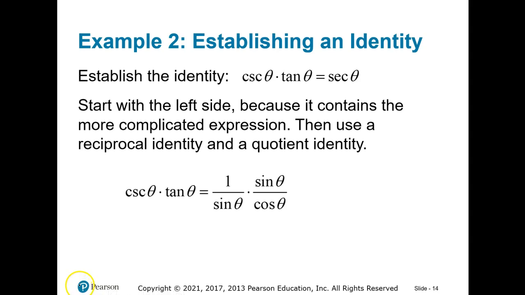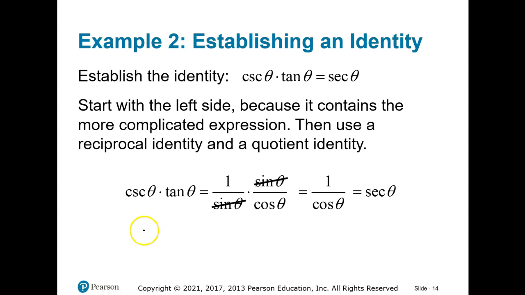All right, I'm switching cosecant to 1 over sine. I'm switching tangent to sine over cosine. The sines cancel. It leaves me with 1 over cosine, and 1 over cosine is the secant. And I've established that I can get the right side from the left side without doing anything to both sides.